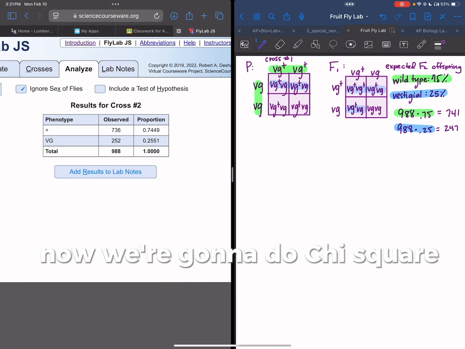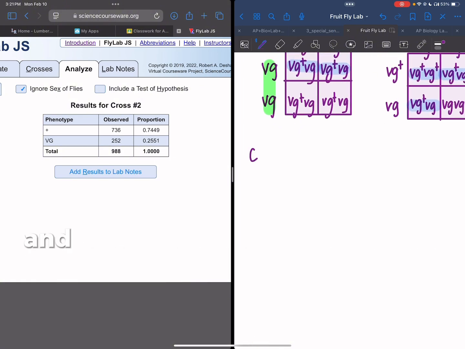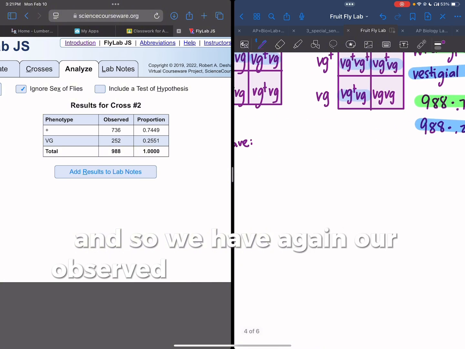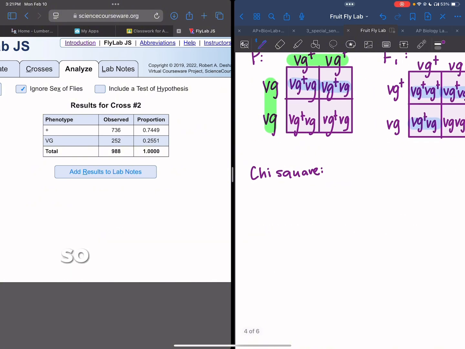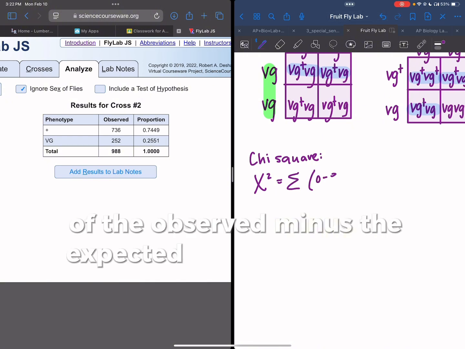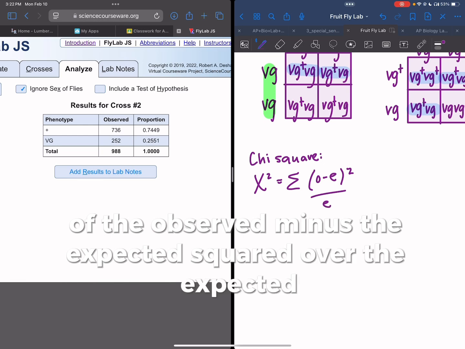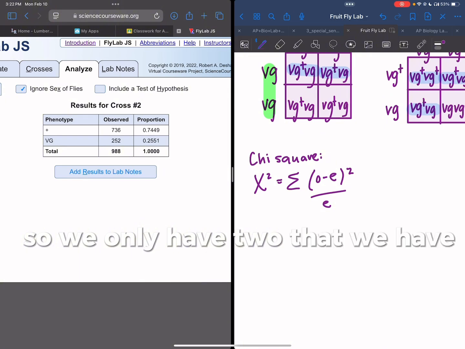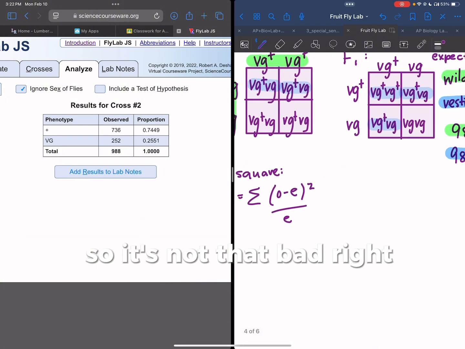Now we're going to do chi-square, so we're going to zoom in over here and calculate our chi-square for this cross. Again, we have our observed minus our expected. So how do we do chi-square? We take the sum of the observed minus the expected, squared, over the expected. We take all of them separately and add them up. We only have 2 that we have to do, so it's not that bad, right?